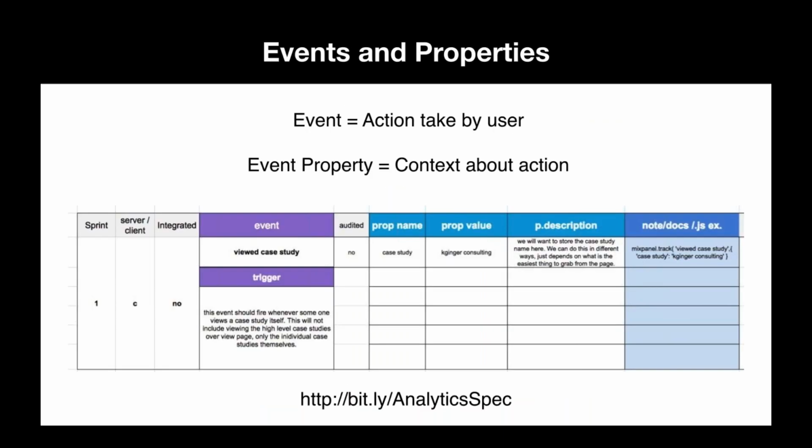Now, obviously, once you get these Segment tools set up, what you need to do is start identifying what you want to track. Now, you'll notice really quickly, we have an event, which equals an action taken by your user, and then we have an event property, which is the context about that action.